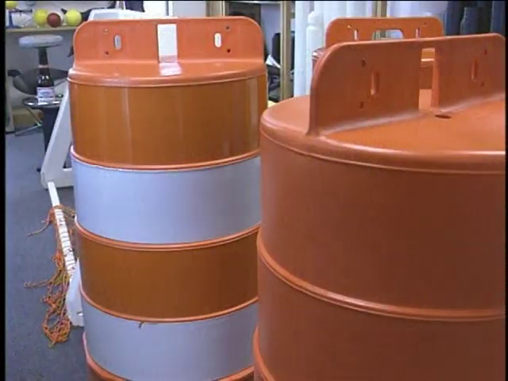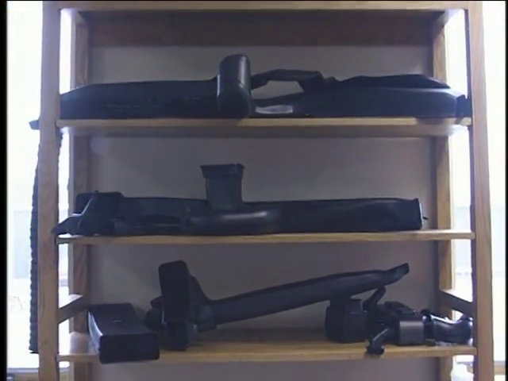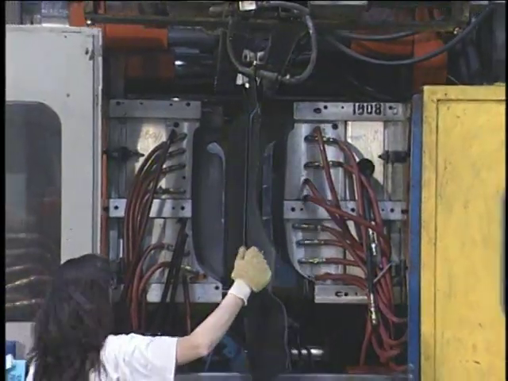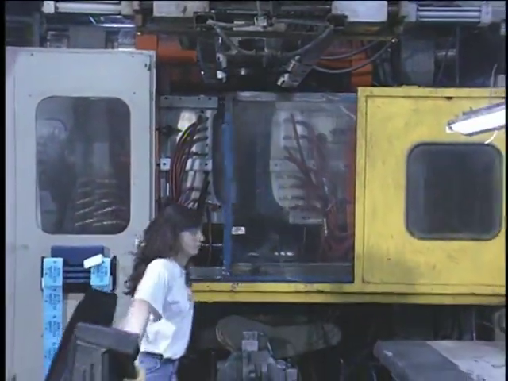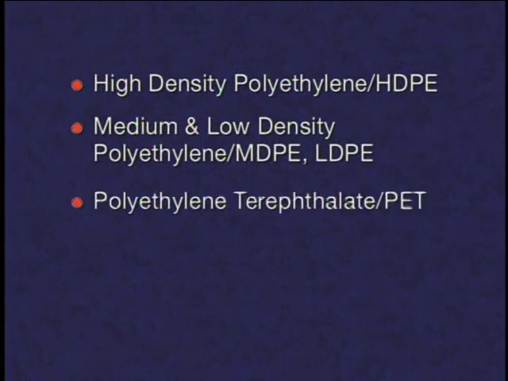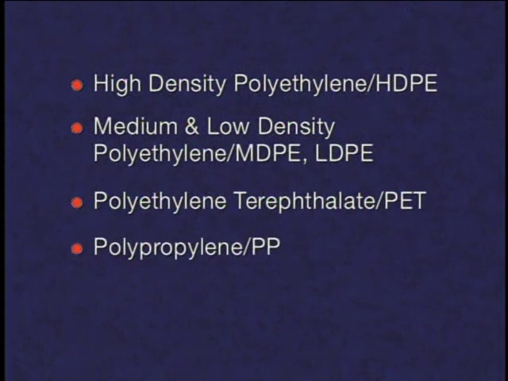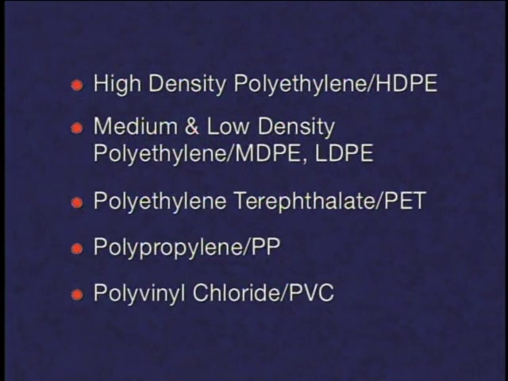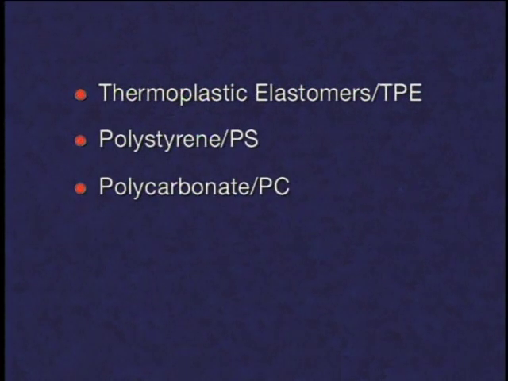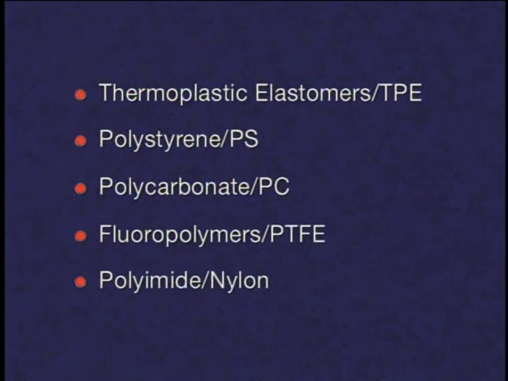Blow molded parts range in size from the very small to extremely large parts. Bottles and containers are the most common blow molded products, but other items such as highway barrels, automotive components, double-walled cases, toys, medical items, and structural panels are produced. Blow molded products are formed from thermoplastic resins such as high-density polyethylene, medium and low-density polyethylene, polyethylene terephthalate, polypropylene, polyvinyl chloride, thermoplastic elastomers, polystyrene, polycarbonate, fluoropolymers, polyimide, and many other materials.